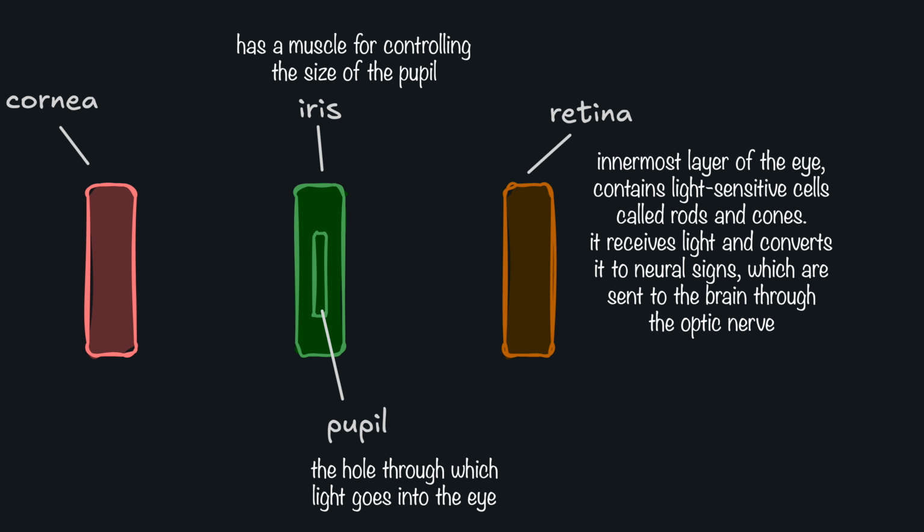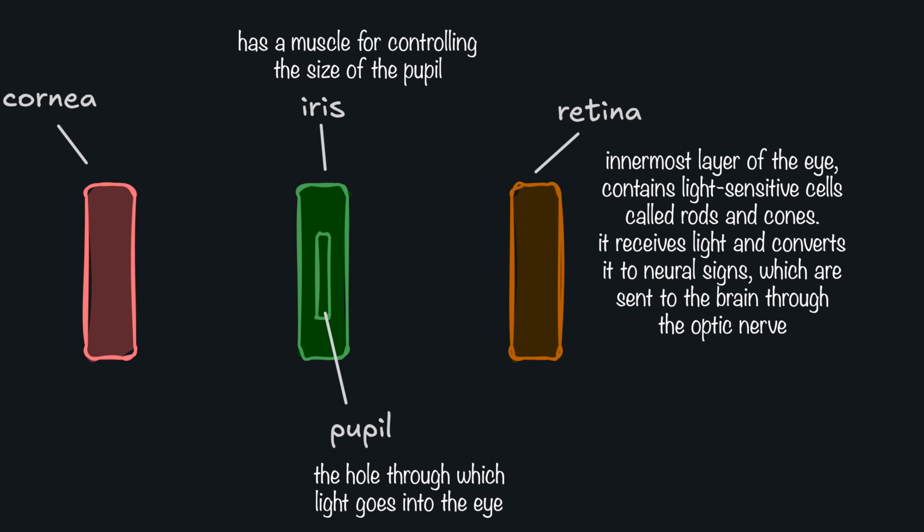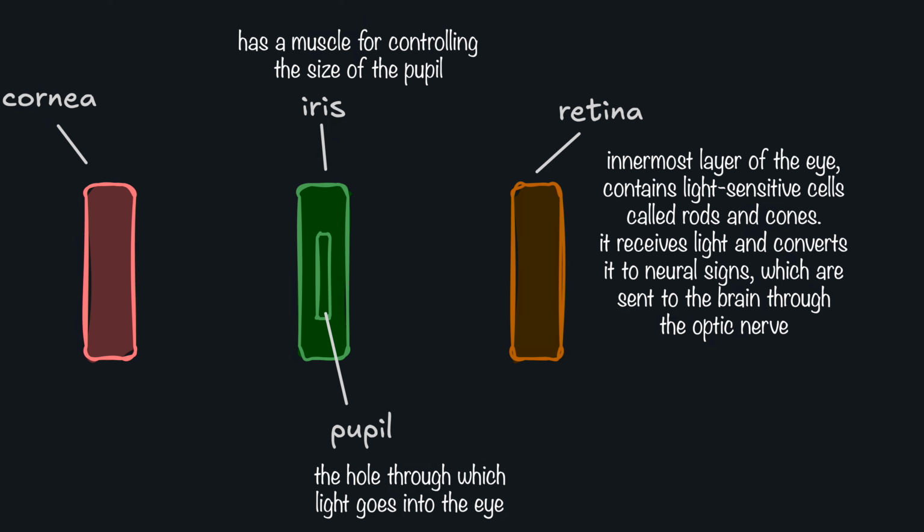It receives light and converts it to neural signals, which are sent to the brain to make sense of the light that comes into the eye. So the retina is what helps the brain make sense of the information through light that goes into the eye. So if too much light gets to the retina, like I already pointed out, then your brain can't make sense of the information that it sees. Your vision might even get blurry.